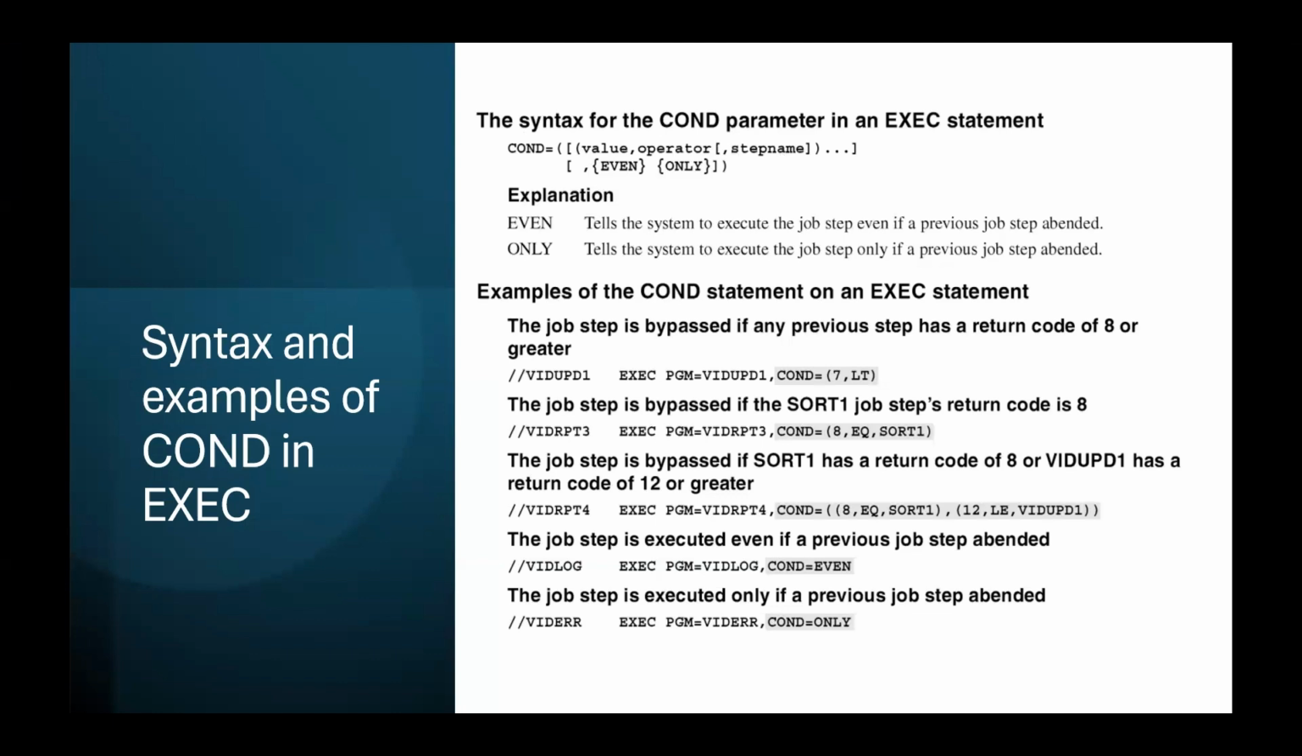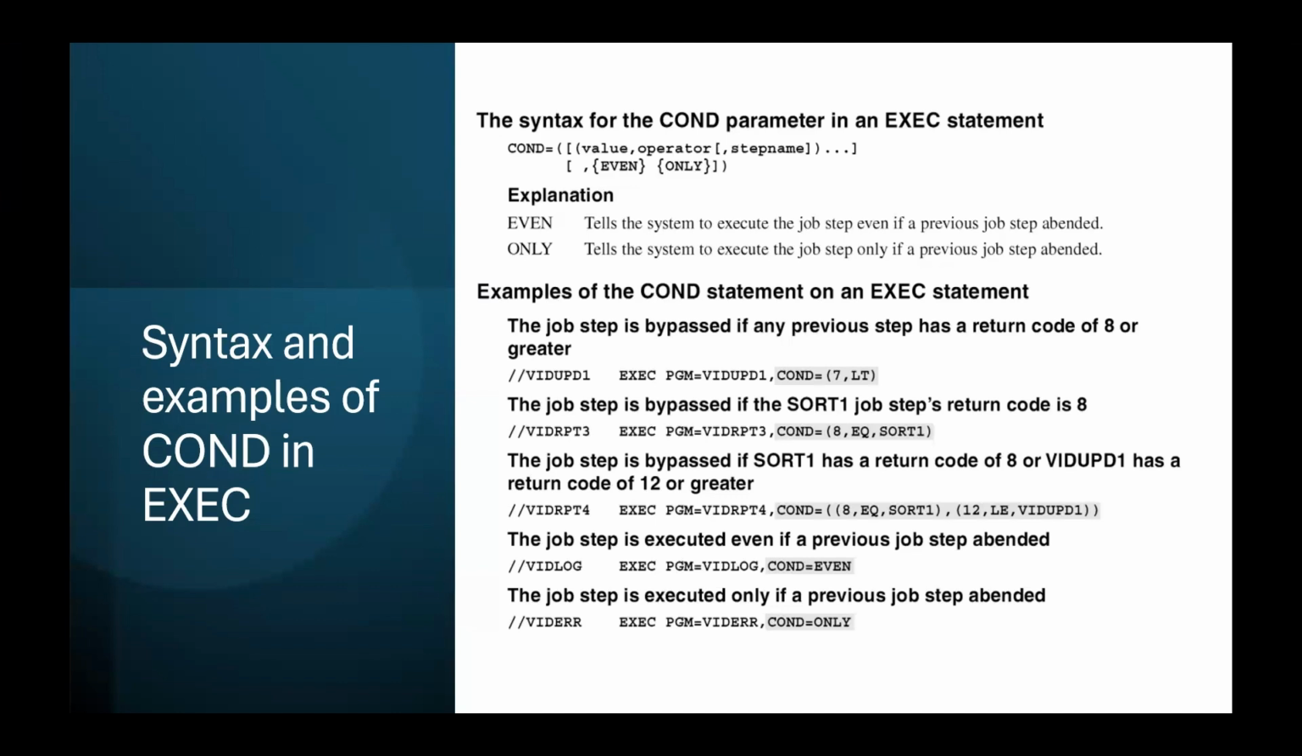So what is EVEN and what is ONLY? EVEN tells the system to execute the job step even if a previous job step abended. So that is why it's EVEN. EVEN is the compulsion. It tells the system to execute the job step even if a previous step is abended. Sometimes we face a situation where, if the previous step is abended, we still want to execute a particular step.